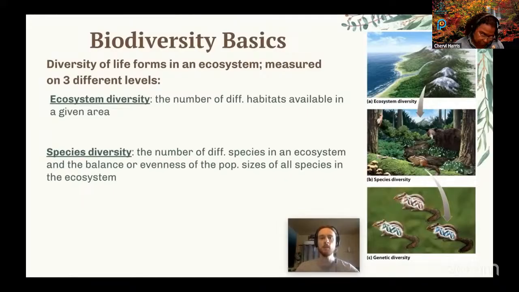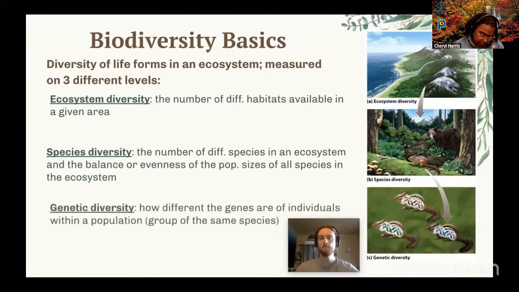Then finally, we have genetic diversity. Genetic diversity refers to how different the genomes or the groups of genes are of different individuals in the population. So if we look at these 3 chipmunks here, they represent a population, and we can see that each of them has a different genome. So they're going to have different genes. They might have different traits like different tail lengths, slightly different fur color. And so all of these factors can be considered biodiversity.